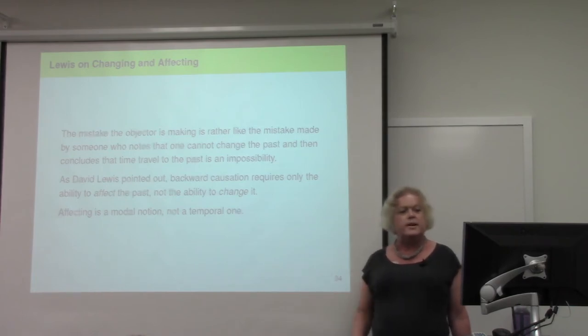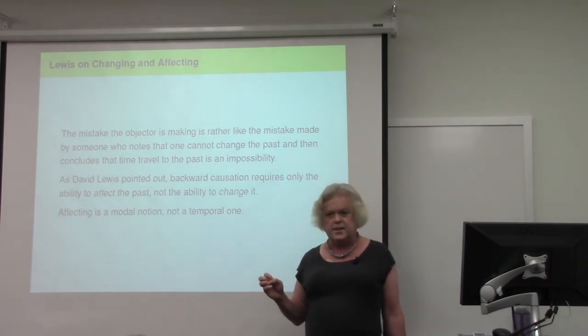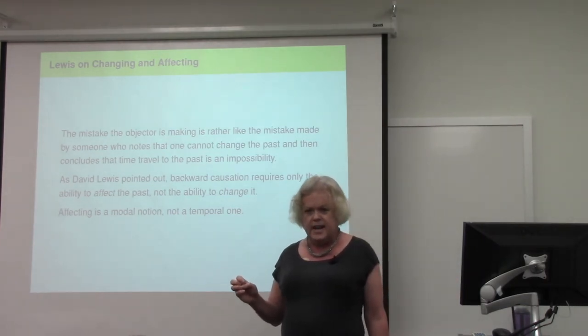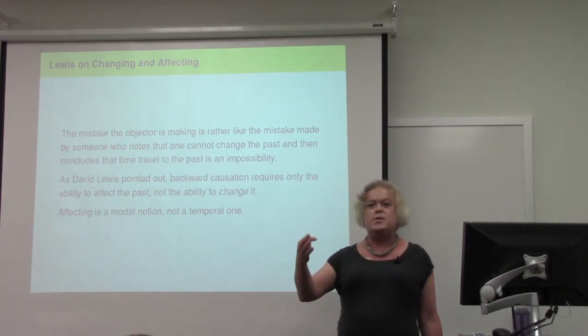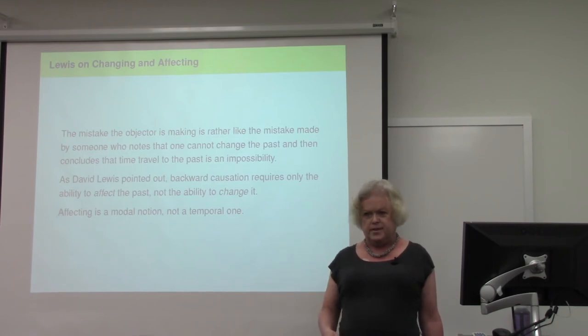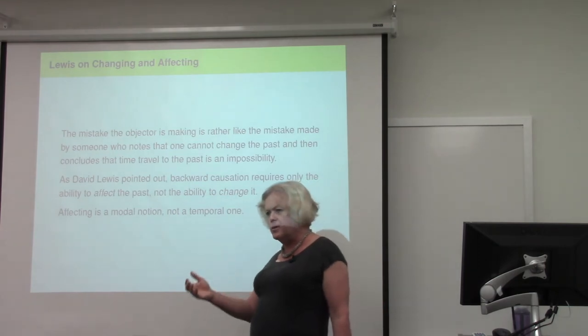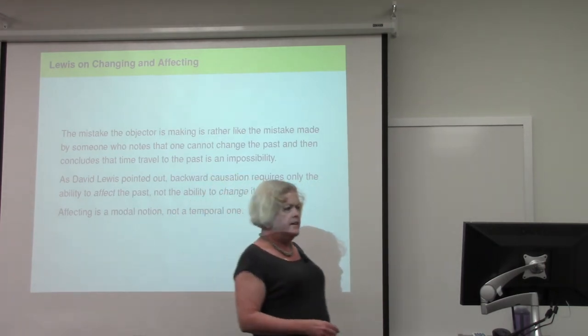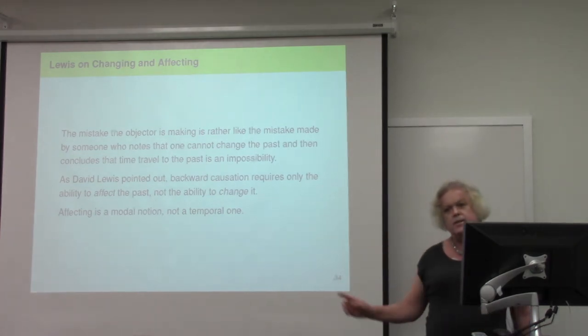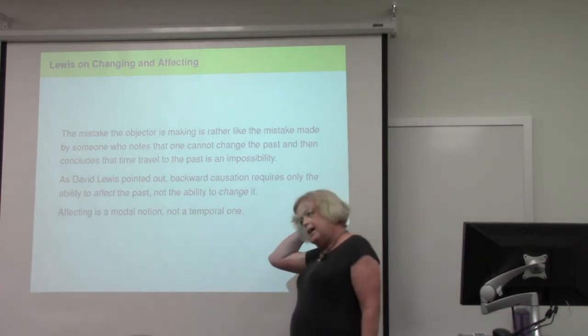But again, as Lewis pointed out, backward causation requires only the ability to affect the past, not the ability to change it. Having the ability to affect the past just means that had you done something other than what you actually did, the past would have been different. That's a modal notion, not a temporal one. Change is a temporal notion. Something changes when it was first one way and then a later way. And I think the same thing is going on here.